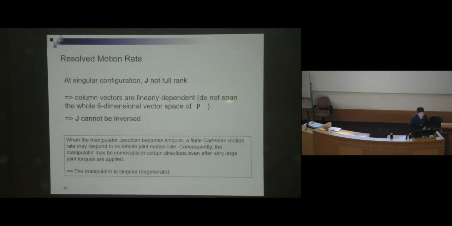So at singular configuration, J is not full rank. When you have a singularity, then J is not full rank. That means the column vectors are linearly dependent. So it does not span the whole 6-dimensional vector space of P dot, and therefore J cannot be inverted.